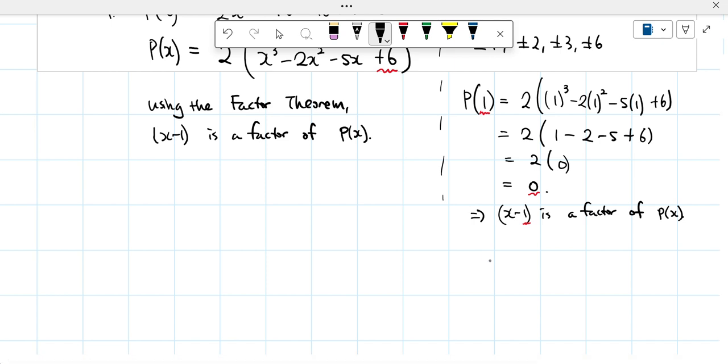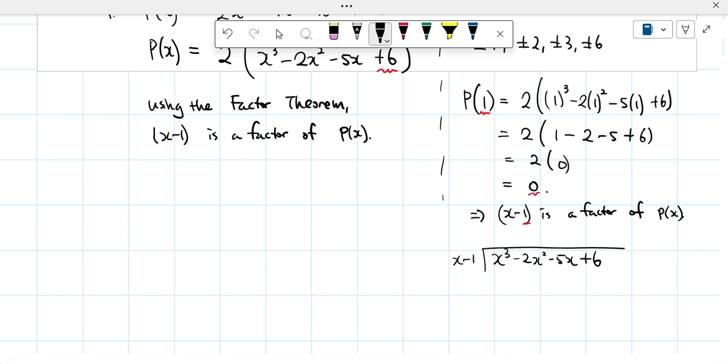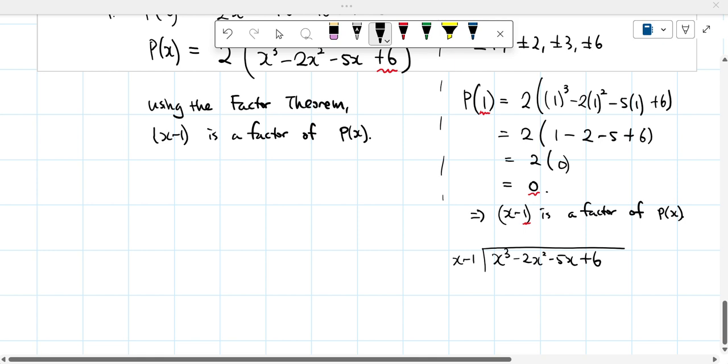So how do I do the long division? Well, we write the x cubed minus 2x squared minus 5x plus 6, which is the polynomial that we want to divide, and we write the divisor x minus 1 on the side. It's literally the long division that we learned in elementary school. So let's start with x cubed. How many times does x go into x cubed? Tricky question. x goes into x cubed x squared times.